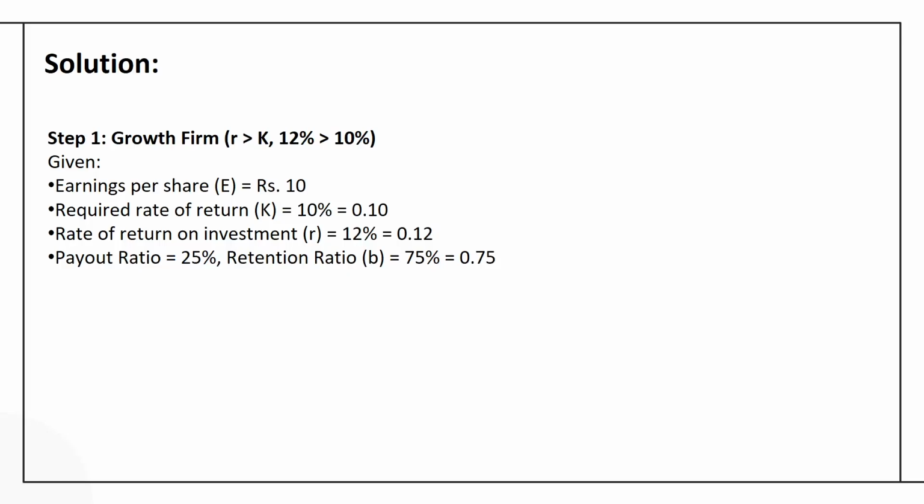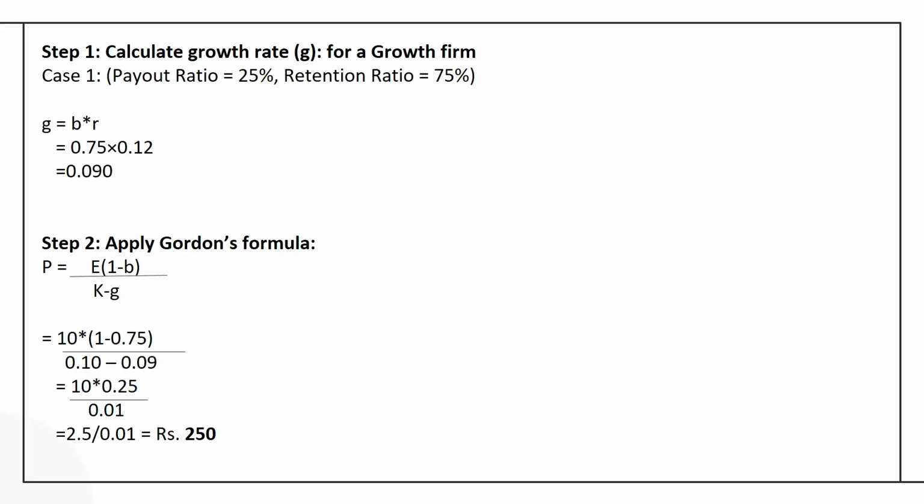Rate of return on investment is 12%, because we are discussing the growth firm, which is represented by 0.12. The same has to be discussed keeping in mind when the payout ratio is 25% and the retention is 75%, or in the other scenarios when we would discuss the normal firm and the declining firm. Let us start the calculation.